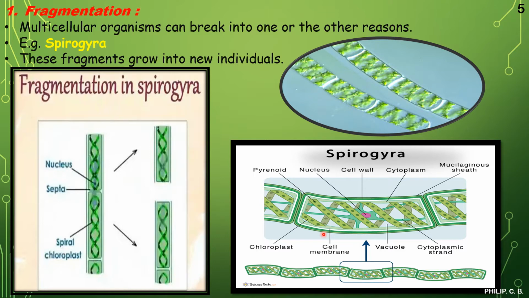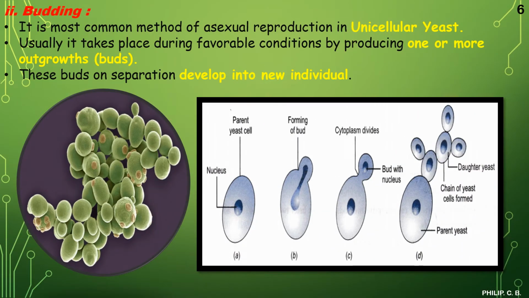Further, to see the detailed parts of the Spirogyra, I have used a labelled diagram where you can see pyrenoid, nucleus, cell wall, cytoplasm, mucilaginous sheath, the outer part which protects it, chloroplast which helps in photosynthesis, cell membrane, vacuole and cytoplasmic strand. And here I put another image of how the Spirogyra appears under the microscope. Then moving further, the second type, that is budding.